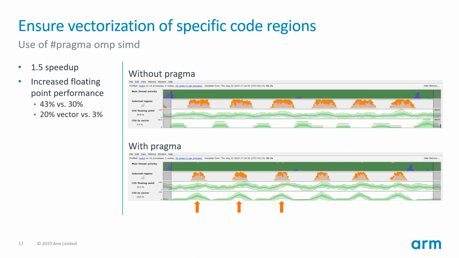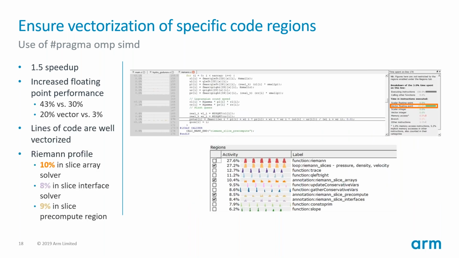When zooming in on one iteration of the algorithm, the correlation between the high amount of vectorization and the execution of the different steps of the Riemann solver underlines the impact of our code change. Naturally, MAP shows that the lines of code that had performance issues earlier are now well vectorized, and we understand which sections of the Riemann solver really benefited from the code optimization.